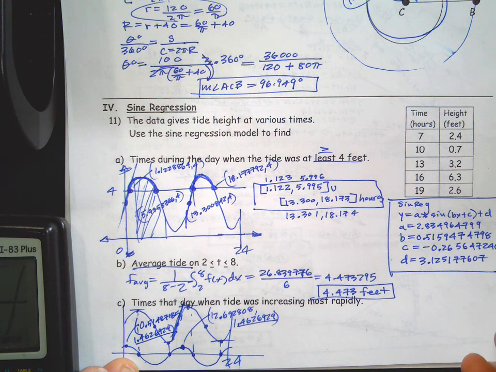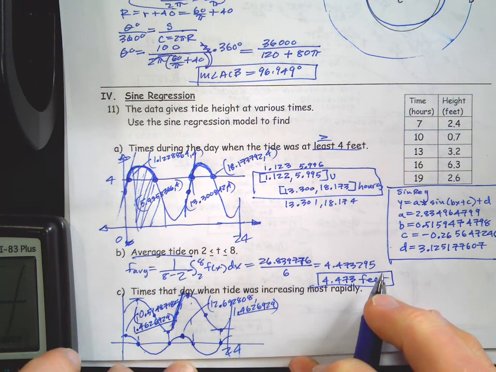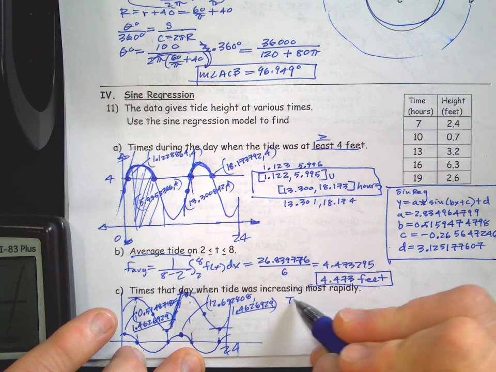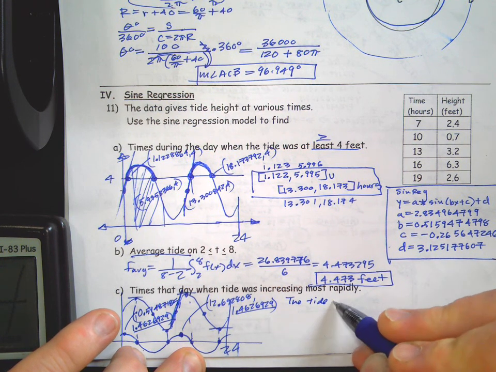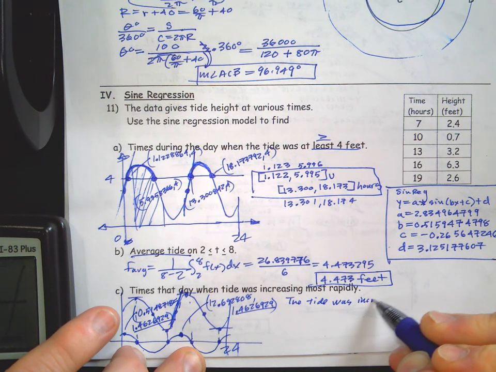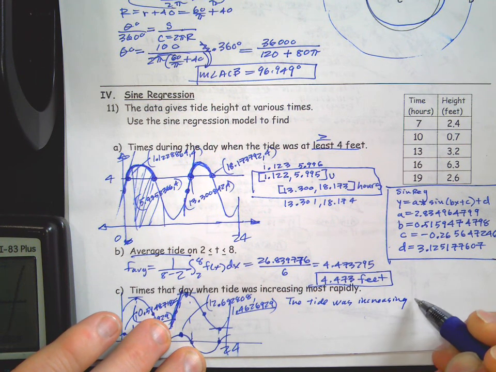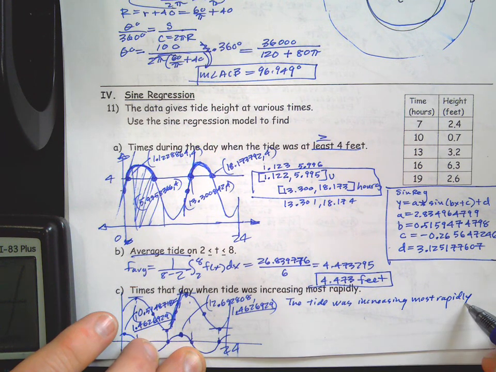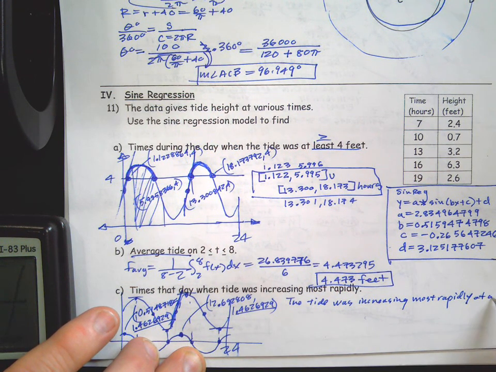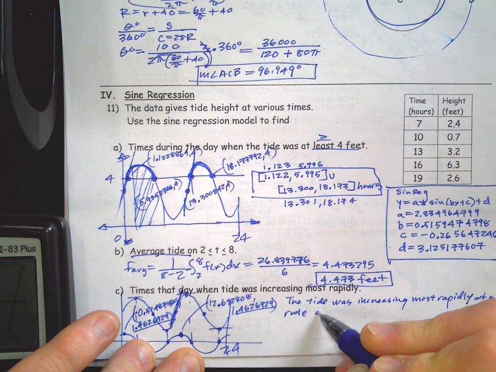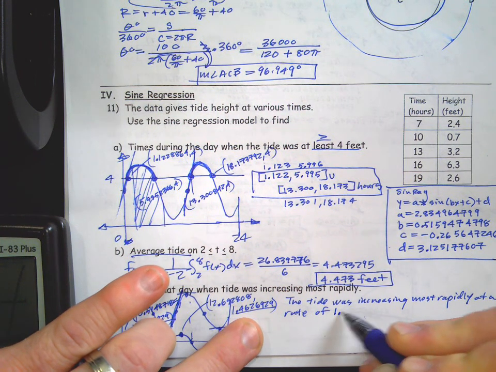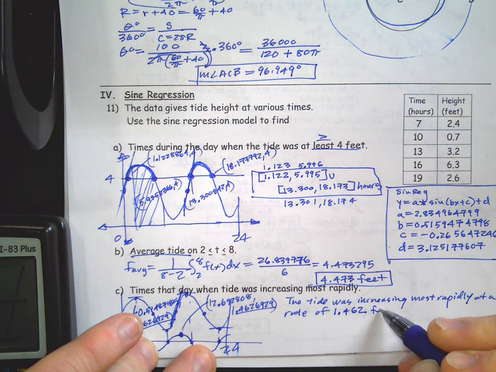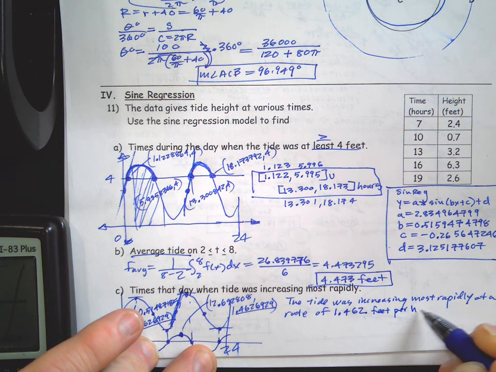So that's good. So our answer, we're going to write very nicely, is we're going to say the times a day when the tide was increasing most rapidly at a rate of, so tell me the rate, and that's the y value of the derivative graph, 1.462. What are the units of that? Feet per hour. It should be two different units. It's a rate.